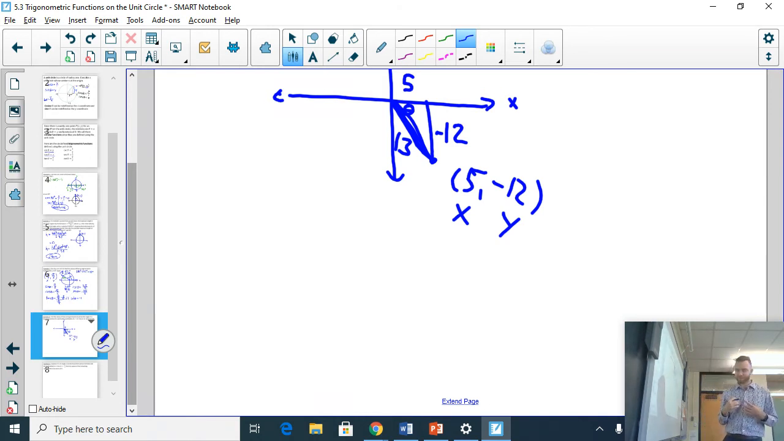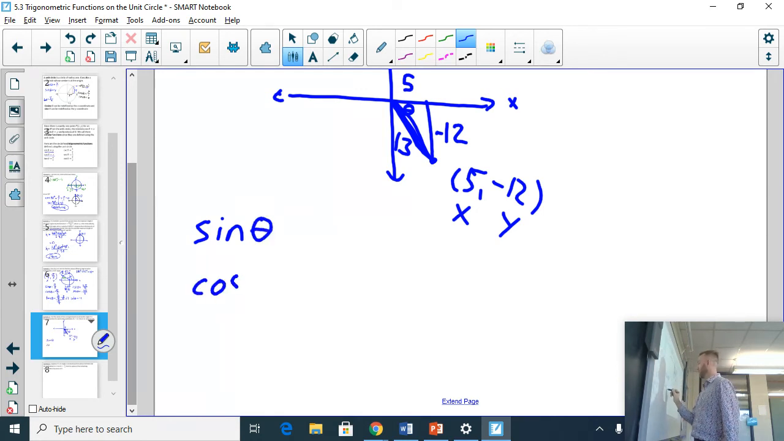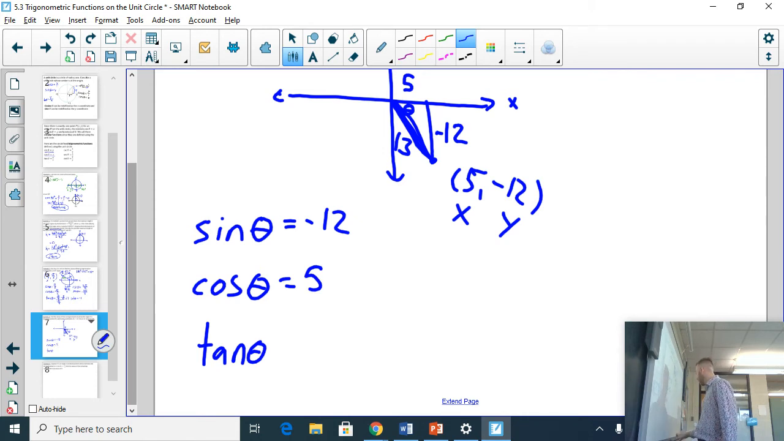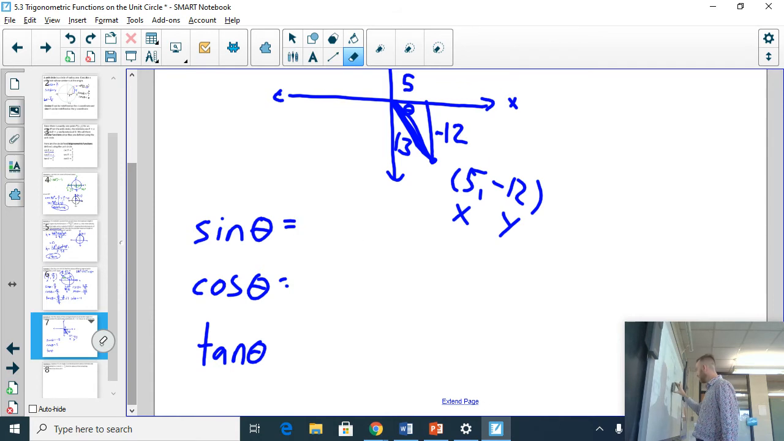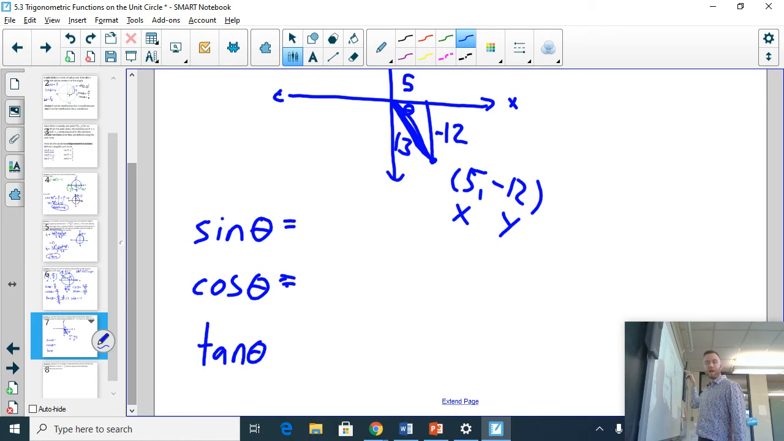we can now find sine, cosine, and tangent of all of these values. Sine is y, cosine is x, so this one's a little different, right? Because our radius is 13. It's not 1. We're not on a unit circle. But now that we found that, we can use this.